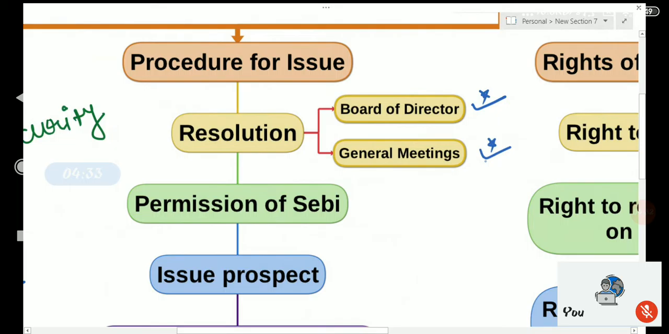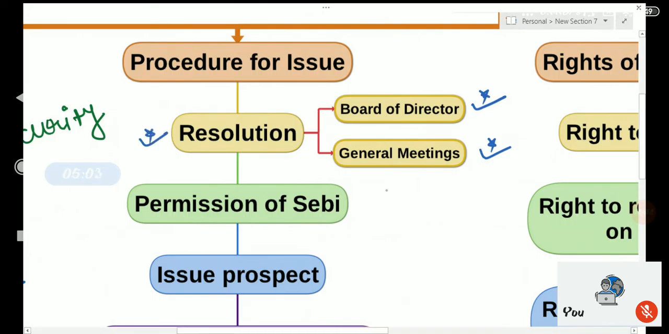Here in this general meeting directors will propose their plan of issuing debentures and all the shareholders, all the members will approve the plan that yes, okay, we can go with the issue of debentures. Here everything will get decided, whether we want to issue mortgage debenture, partly convertible, fully convertible, or non-convertible debenture, and for how much time it will be issued. Everything will be decided and then a resolution will get passed.